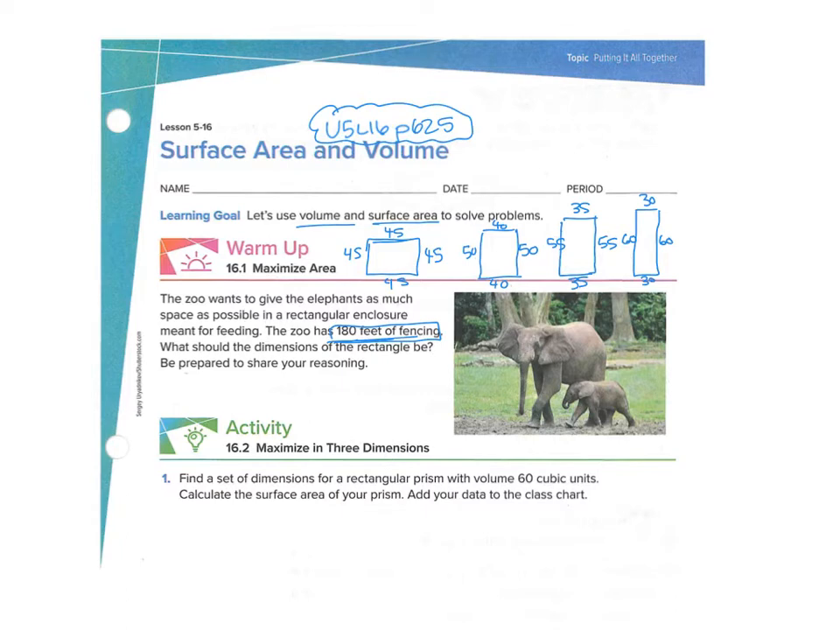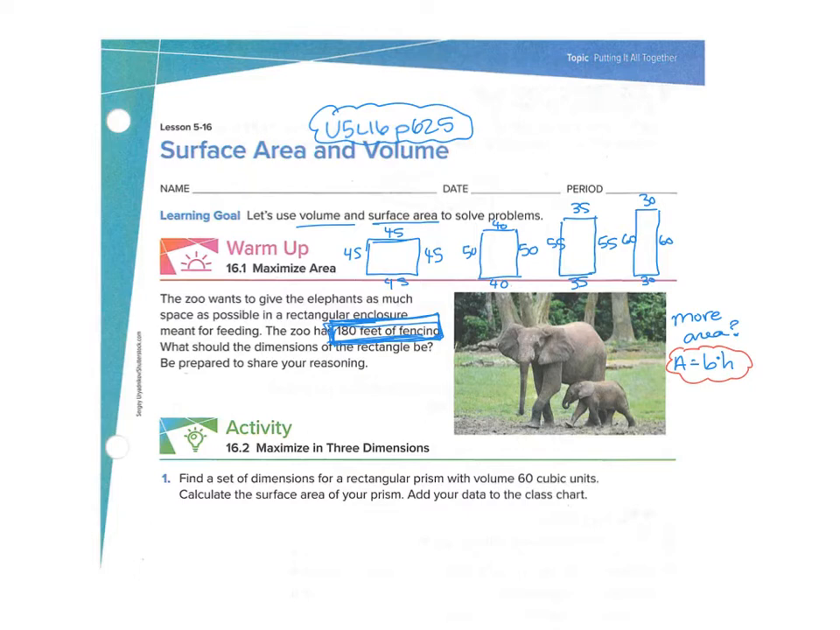So all four of these rectangular enclosures have 180 feet of fencing. Each one of them has the exact same perimeter. So which one of them has more area? Which one of these has more area for my elephants to live in? So remember, the area of a rectangle equals base times height. So I'm going to go through with a different color, and I'm going to write the area of that enclosure inside. So grab out your calculators.